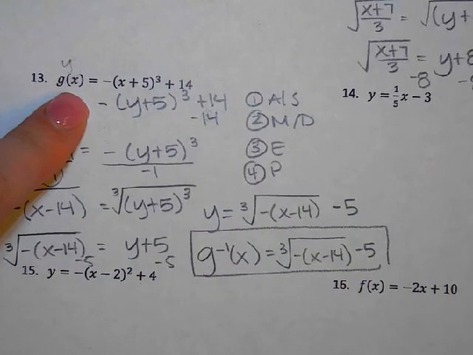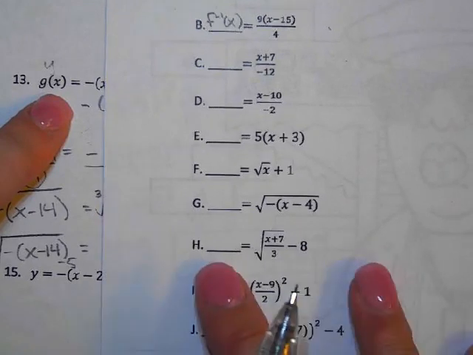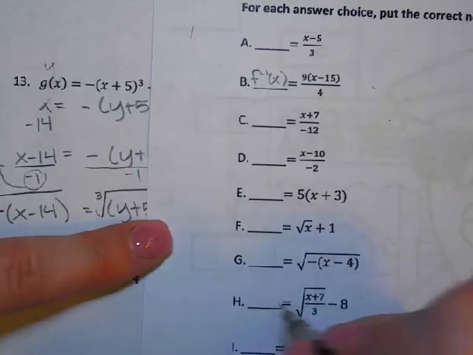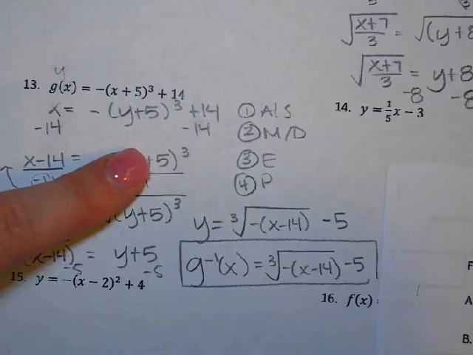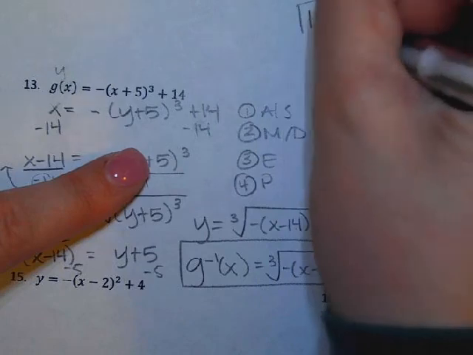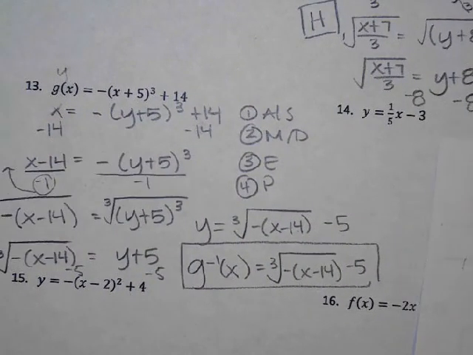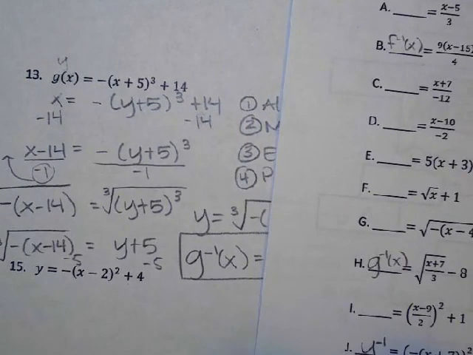And actually, I didn't look for that last problem, so we can go ahead and do both of these. So h goes with number 12. That was g inverse. And then it looks like number 13 goes with L. That's also g inverse.